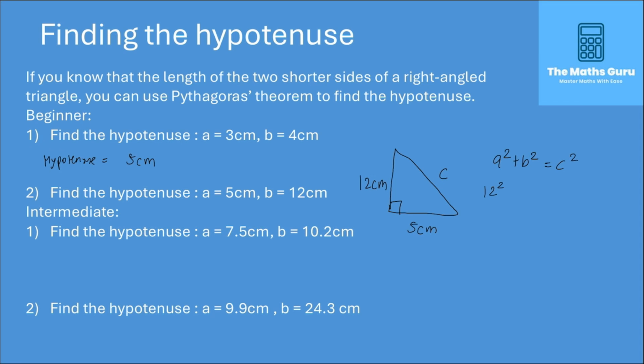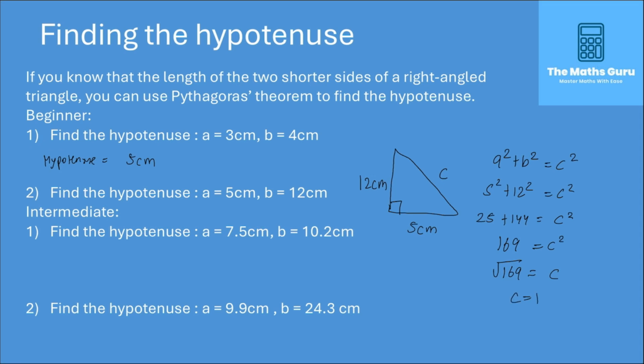So 12 squared, oh actually no, that's wrong. Let's just do it this way. I mean, these are completely interchangeable, so it wasn't wrong, but in terms of the context of the question, perhaps you would want to write it this way. So 5 squared plus 12 squared is equal to c squared. So we have 25 add 144 is equal to c squared. 144 add 25 is equal to 169, which is equal to c squared. Hence, the square root of 169 is equal to c.